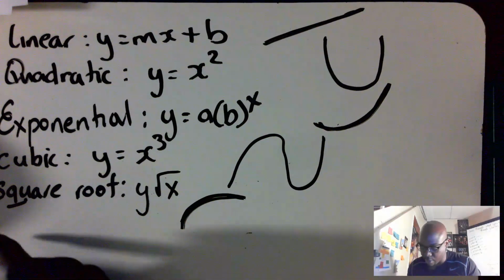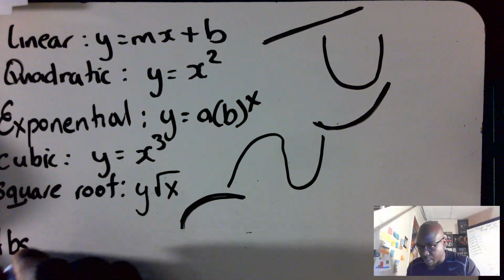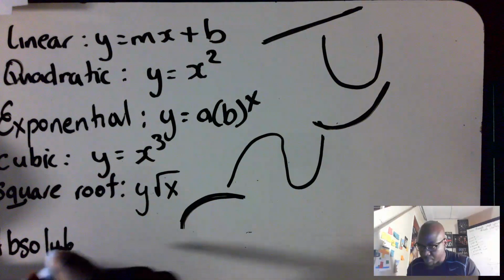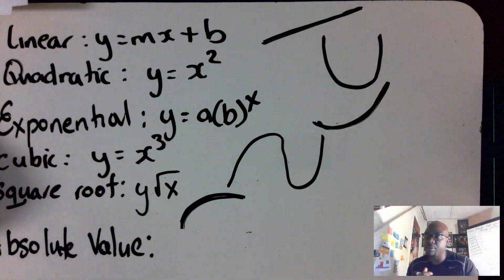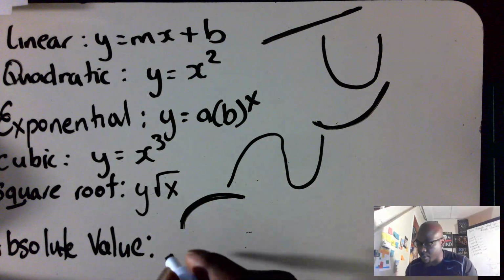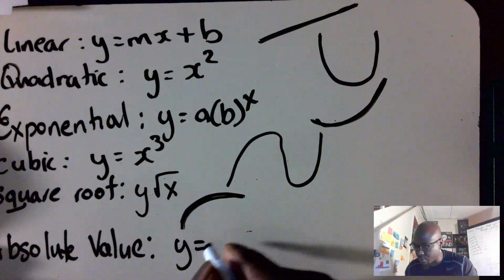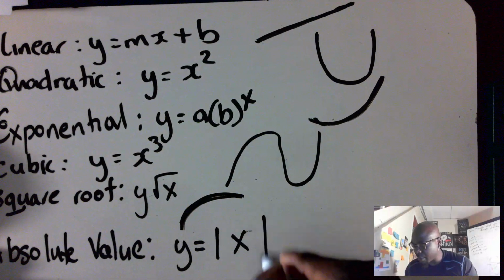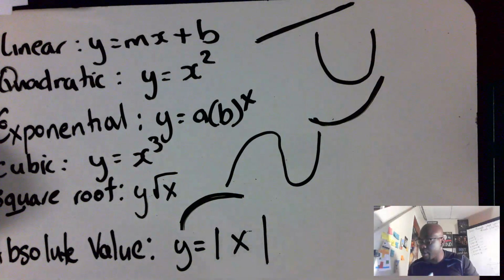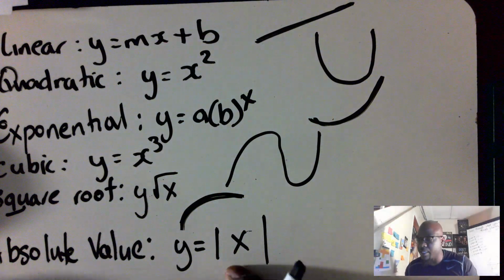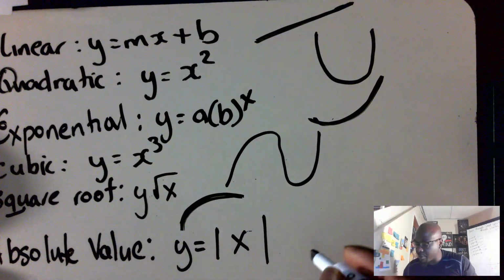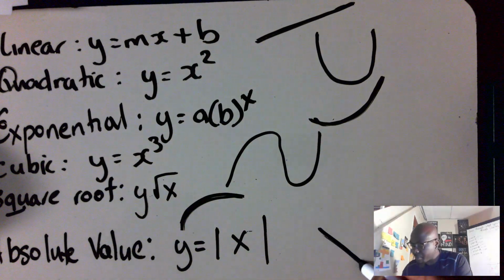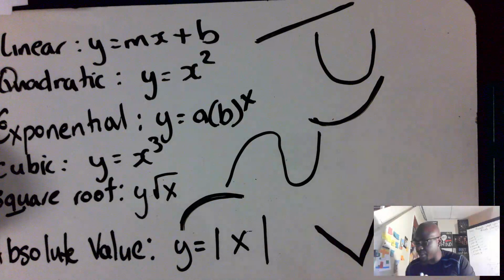And the last one that we're going to look at is the absolute value. The absolute value pretty much is in the form y equals absolute value of x. And what does this graph look like? What's happening to the x? The x is in the absolute value bracket, and here's my absolute value. So what does this graph look like? Oh, it looks like a V. There you go, the V.